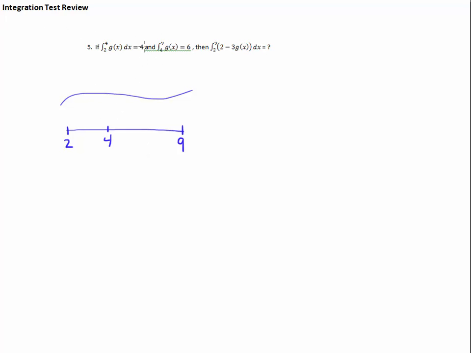This first part, from 2 to 4, so from here to there, the area is 4 units. Then this guy, from 4 to 9, the area is 6 units. Now look at this. This is asking us from 2 to 9. From 2 to 9, the area is going to be 4 plus 6, which is 10. So from 2 to 9, it's 10.